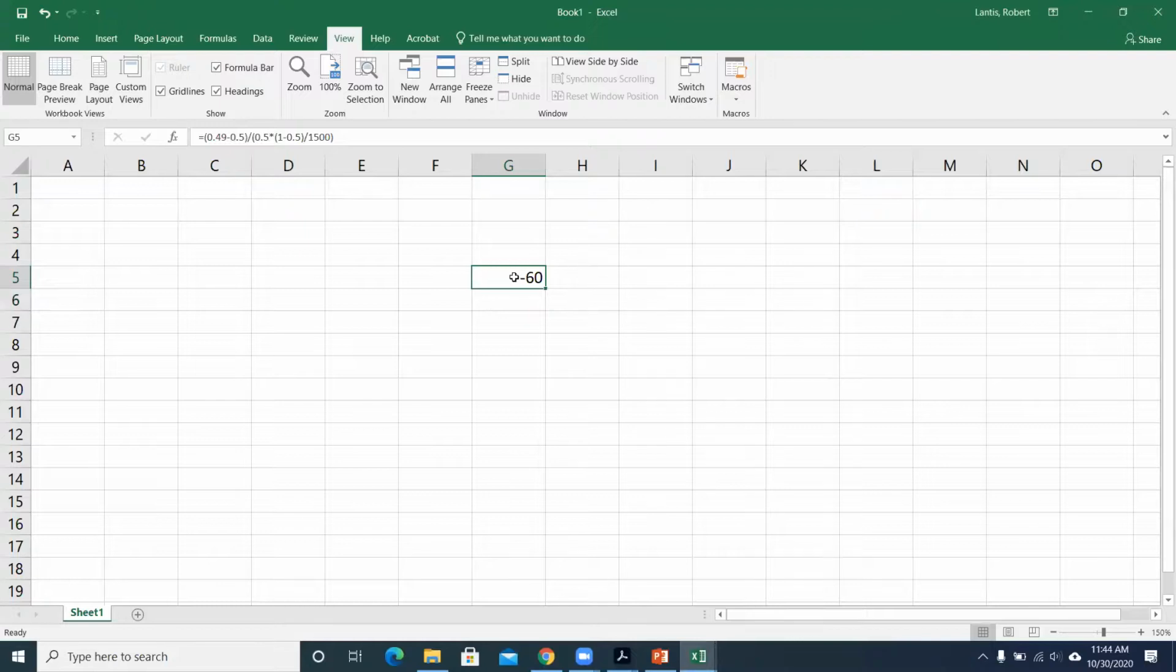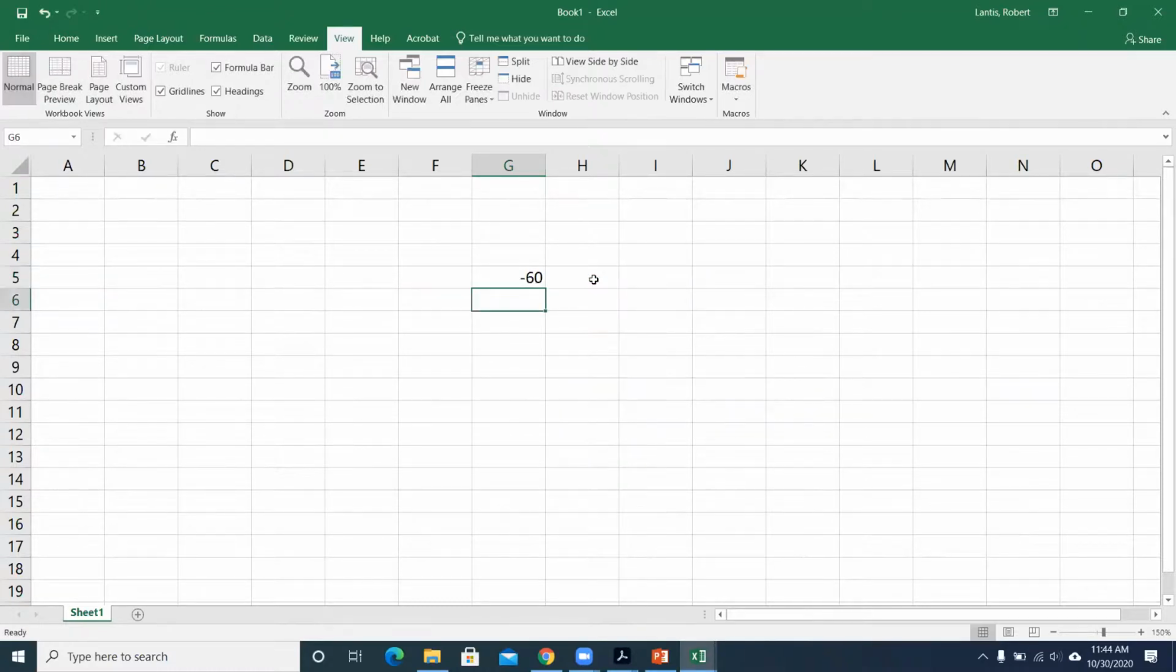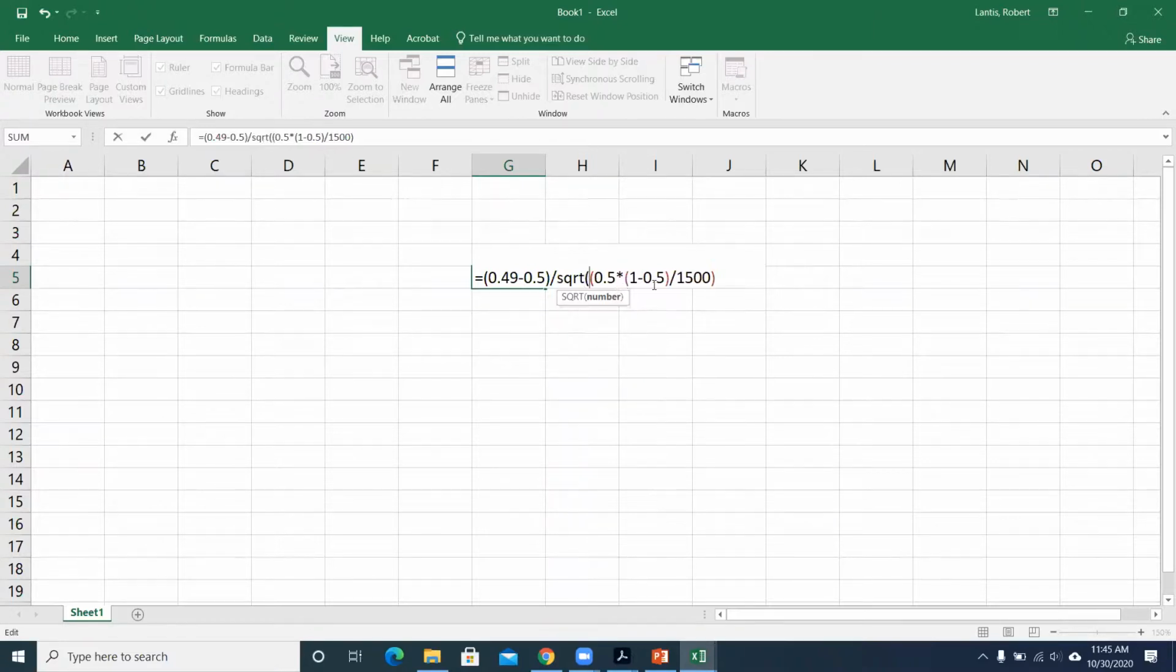I made a mistake somewhere. What did I forget? Square root. Yep. Why did I know I made a mistake? Negative 60 is a ridiculous test statistic, right? I'm 60 standard deviations away from the assumed true value. I mean, I have to be really off of my assumption.